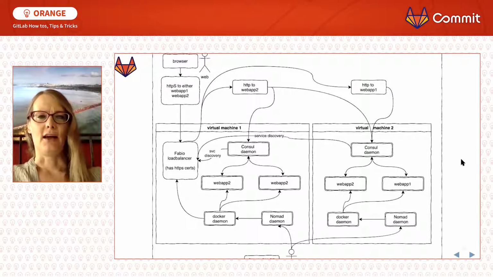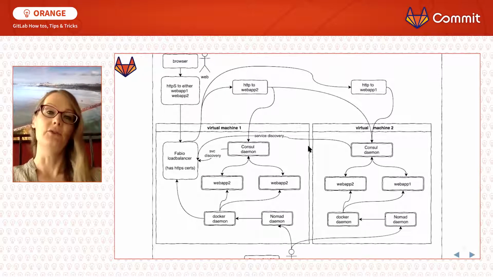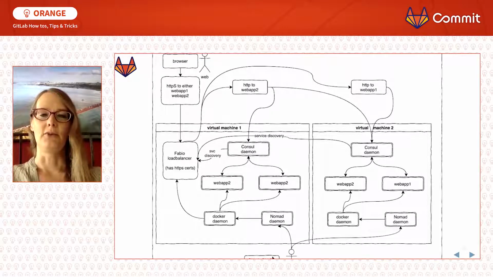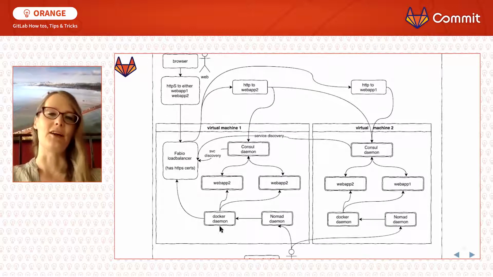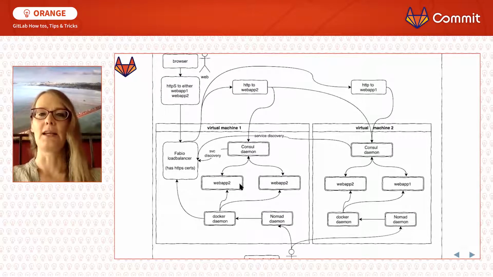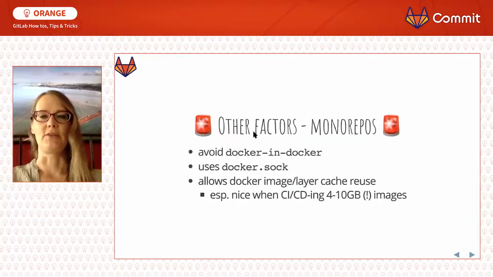This is talking about a multi-cluster setup. So you've got two virtual machines, and your CI/CD deployments will talk to your Nomad daemons, which will talk to your Docker daemons. In this case, we've got a web app running 3 copies on 2 virtual machines, and your traffic comes in through your load balancer, which is running on virtual machine 1, and routes your traffic over depending, and so on and so forth. So, pretty straightforward.